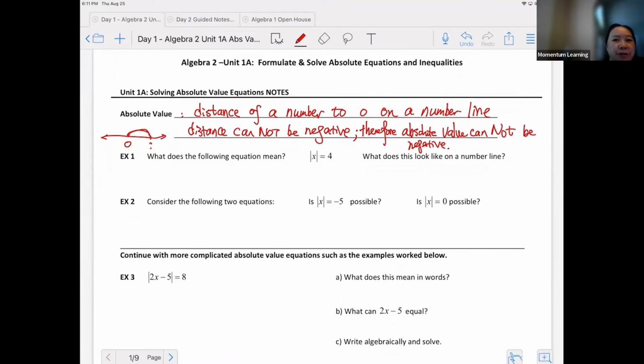Okay, let's look at the very first example. What does the following equation mean? We have the absolute value of x equals 4. Remember the definition? It means the distance from x to the 0 is 4. Where can x be? Can you type, if any of you want to type in the chat? So the distance from x to 0 is actually 4.